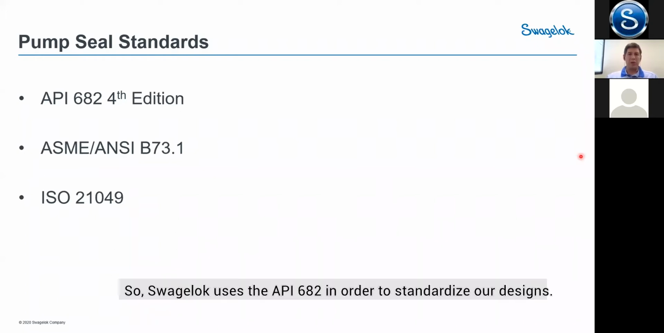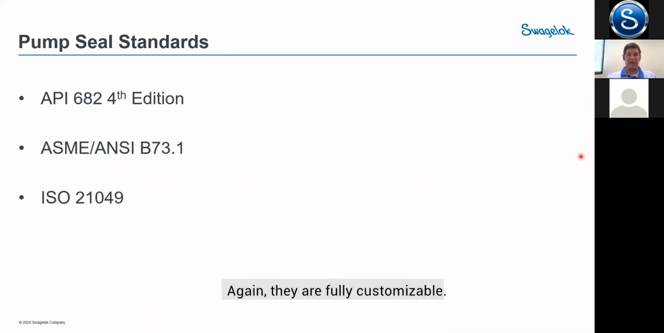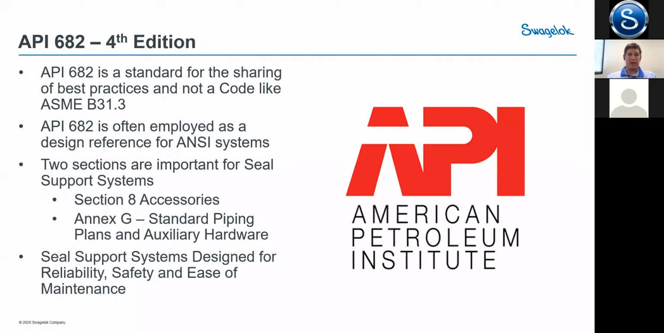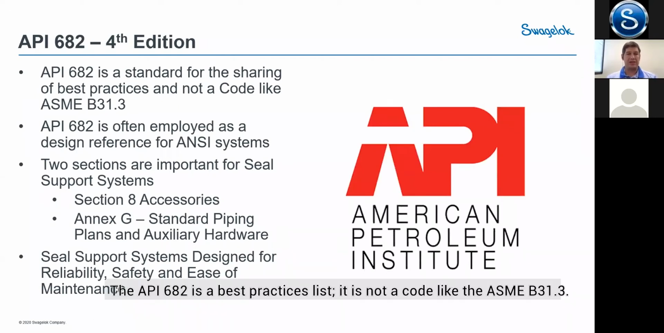So Swagelok used the API 682 in order to just standardize our designs. But again, they are fully customizable. You are not required to adhere to those. The API 682 is a best practices list. It is not a code like the ASME B31.3.